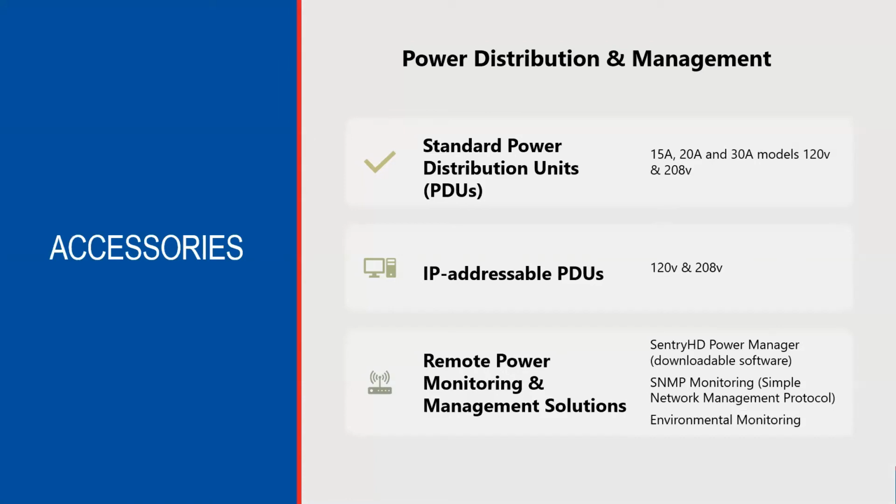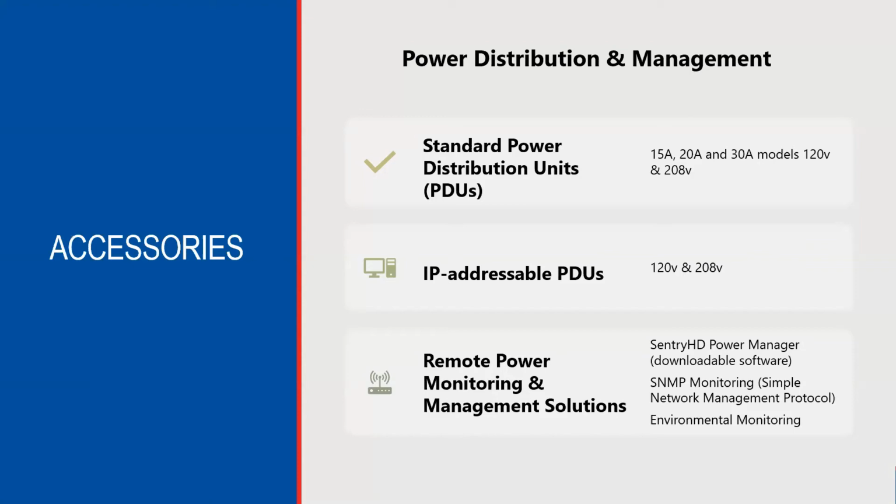Some of the accessories, in addition to the UPSs, can complete your solution and are available, which maximize your backup power protection needs. Whether it's receptacle availability, a standard power distribution unit, more commonly known as a PDU, can be a great addition to maximize and protect your connected devices. PDUs are available from 15 amp to 30 amp, both in 120 volt and 208 volt.